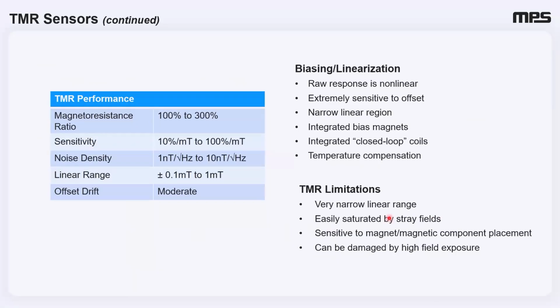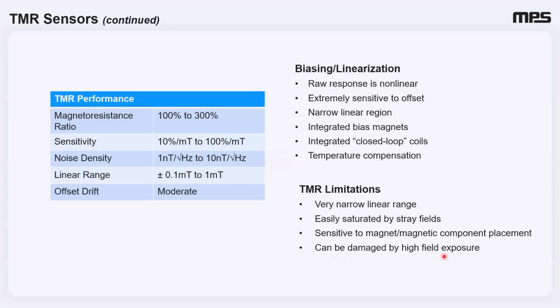Narrow linear range, easily saturated. This is probably one of the biggest issues. When you have this small linear range, you have to be very careful that external fields don't saturate it. And it's something where you can actually damage the part with high field exposure.